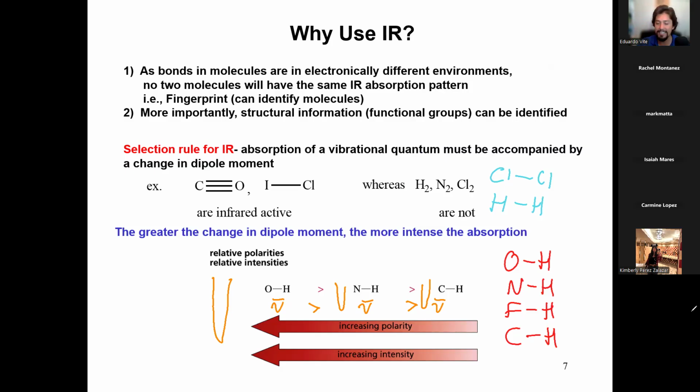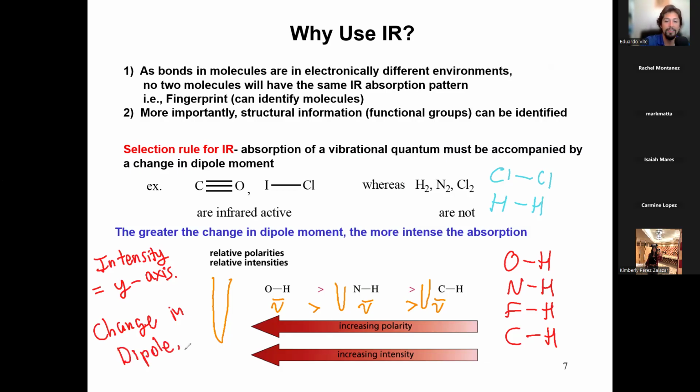We call that intensity, right? Intensity. Let me write that down. Intensity. And this is going to be your y-axis. Intensity of what? Intensity of the change in the dipole. The OH is a very polar bond. If it vibrates, it's going to have a big change in the dipole. So it's going to have an intense y-axis signal.